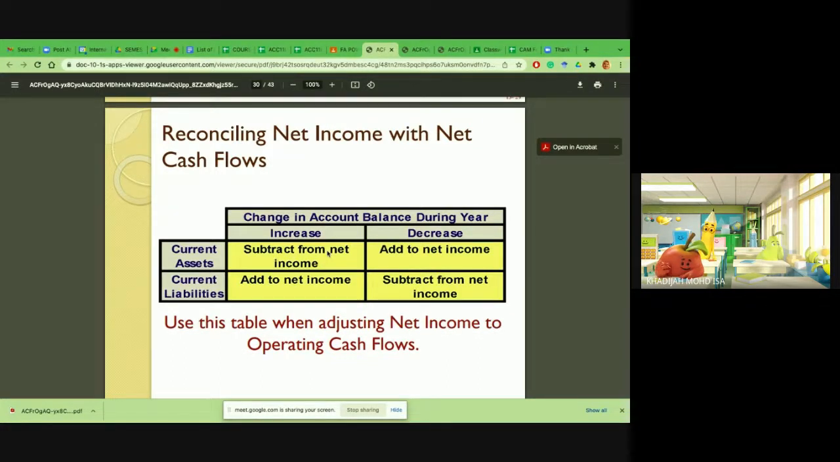You can draw this formula again. For example, for current assets, if there's an increase, you minus. If there is a decrease, you add. But if current liabilities have an increase, you add. But if there is a decrease, you minus.